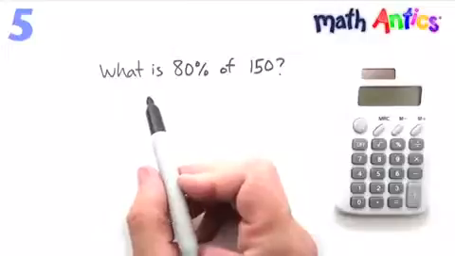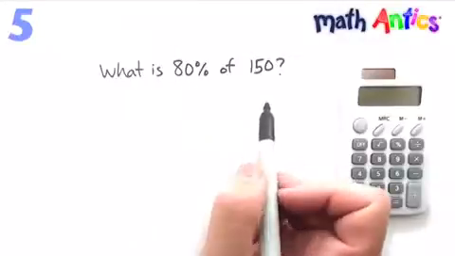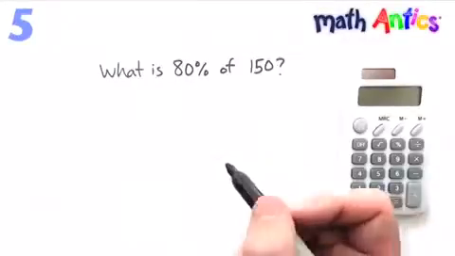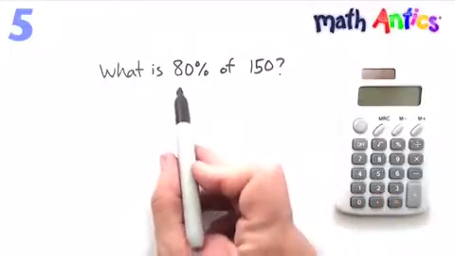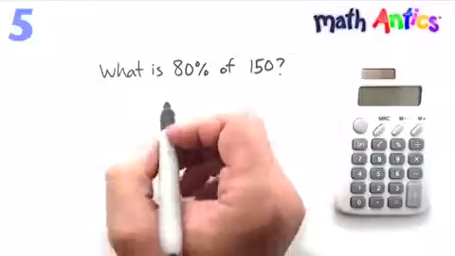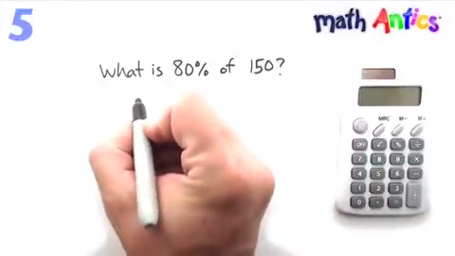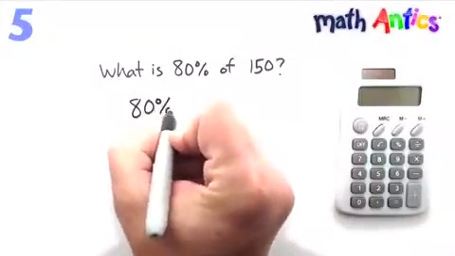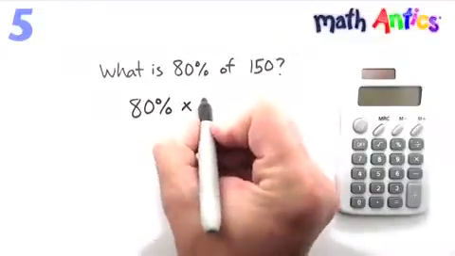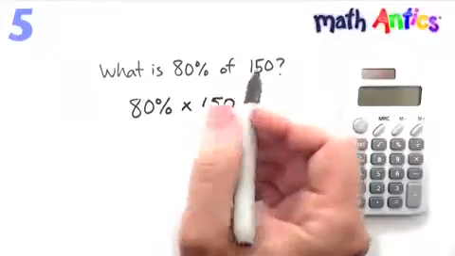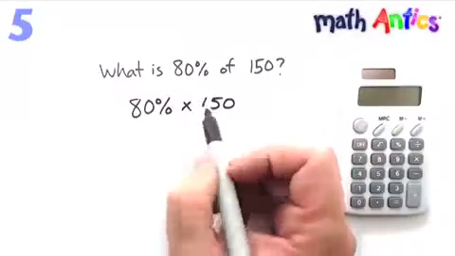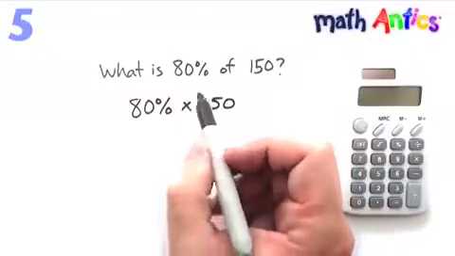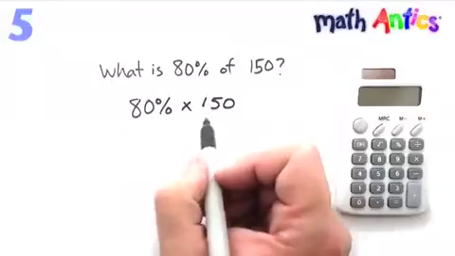And now we have the question, what is 80% of 150? For this problem, we can use a calculator. So we're going to use the decimal method of finding the percent of a number, but we'll still rewrite it as a multiplication problem so we know what's going on. 80% times 150, because remember, of means multiply when dealing with percentages and fractions. So we have 80% of 150.